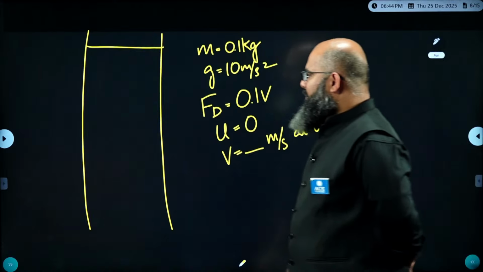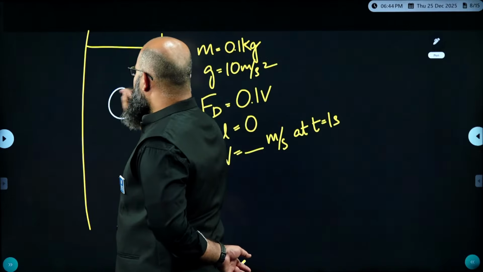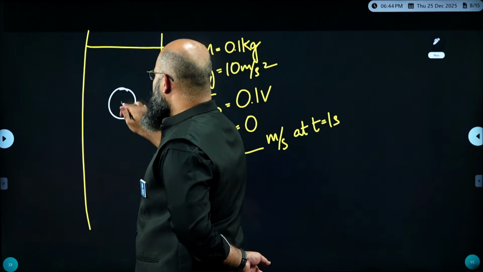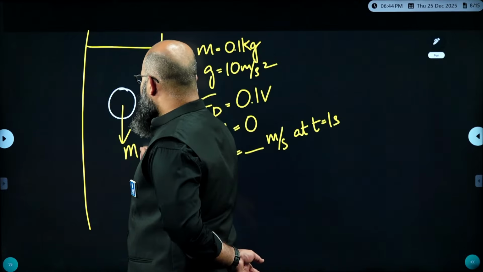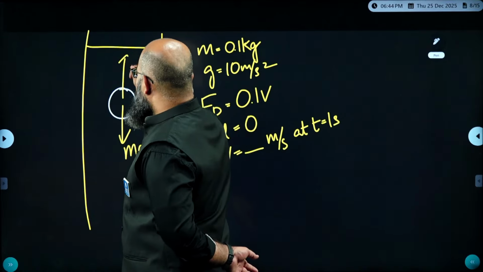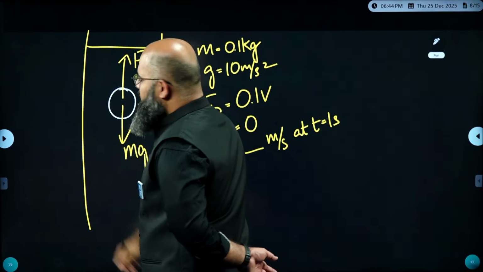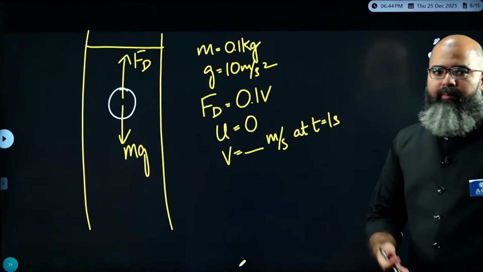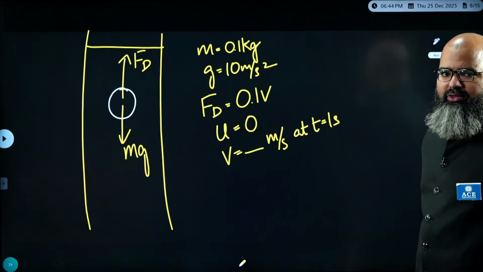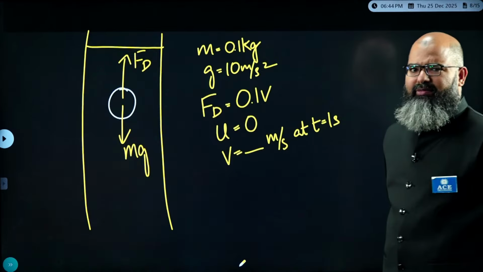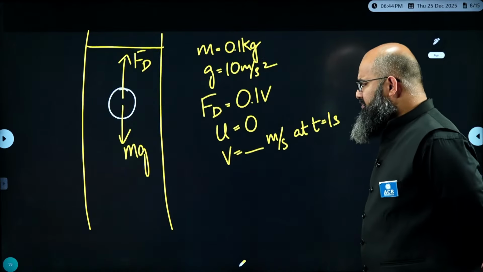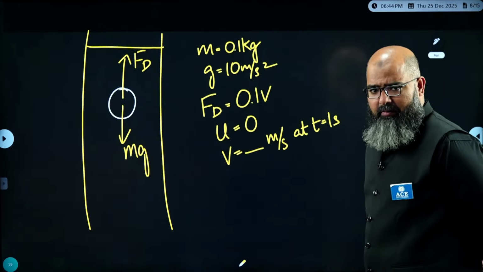For this purpose, let us see the free body diagram. Let us say the ball is somewhere over here. There is going to be mg acting downward and Fd acting upward. He has not given me anything regarding buoyancy force, so I am neglecting buoyancy force. It's a particle mass anyway. Buoyancy force is not existent right now. This is what we are having right now.